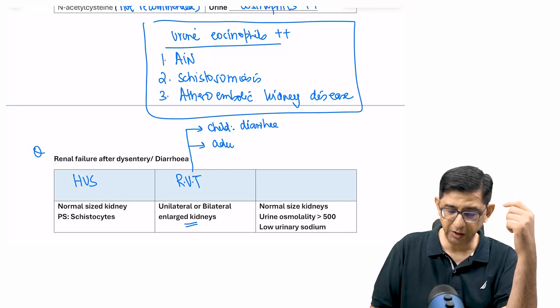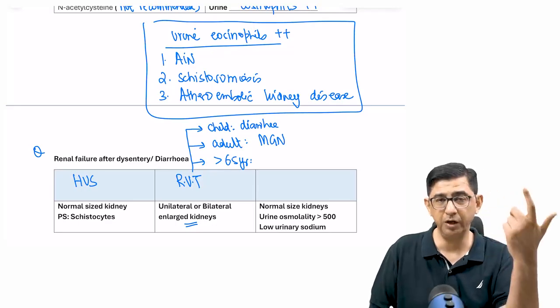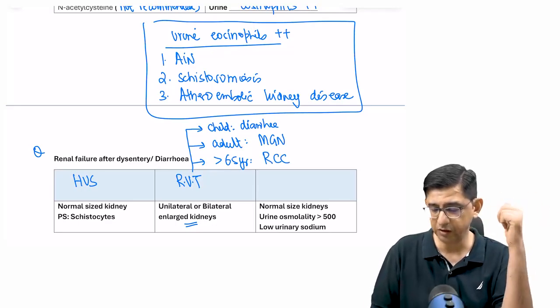If he says adult, then this is associated with nephrotic syndrome, that is membranous glomerulopathy. And if he gives you a geriatric age group patient more than 65 years of age and he says there's a renal vein thrombosis, then answer it as renal cell carcinoma.